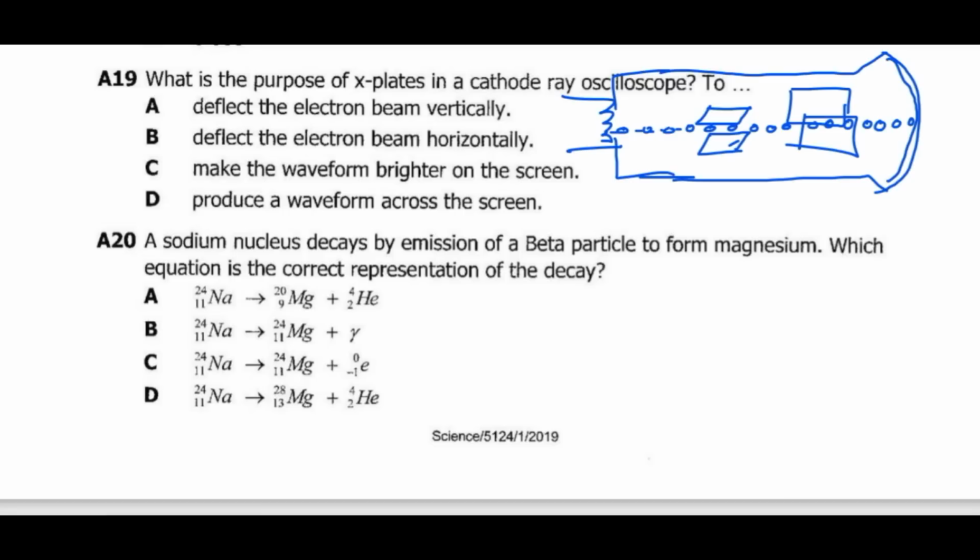So if you picture, these are the X plates. These are making sure that the electrons move horizontally. So the answer is just B.